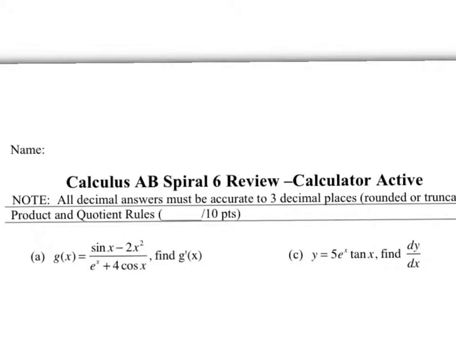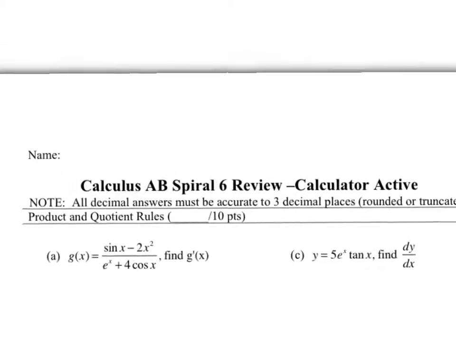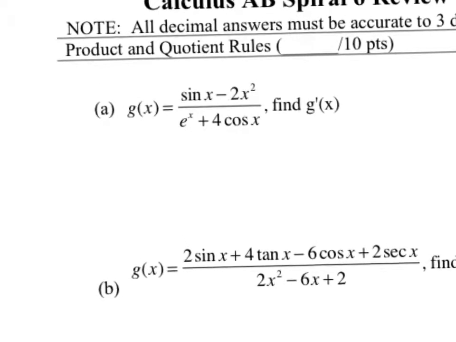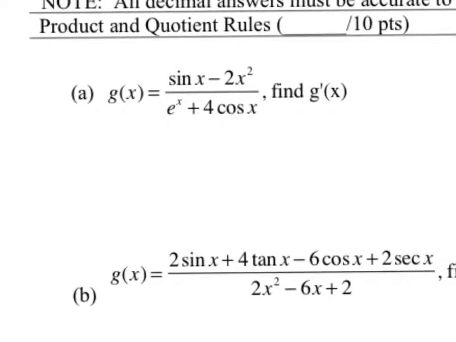Welcome to our Spiral 6 review. This calculator active spiral will cover topics that include product, quotient, and chain rules, some graph identification based on f, f prime, f double prime, some logarithms, calculator used for derivatives, and limits algebraically. So let's begin with some work on product and quotient rules.